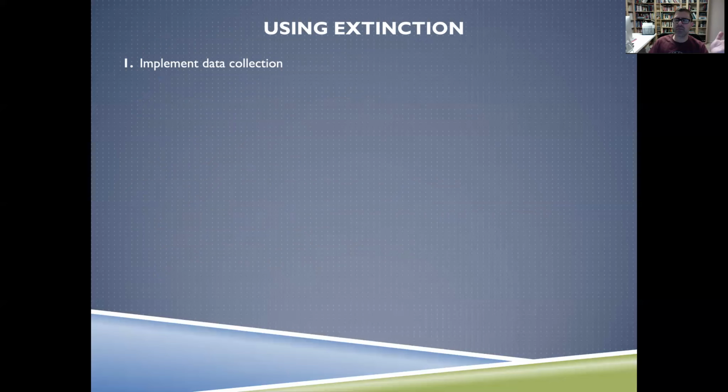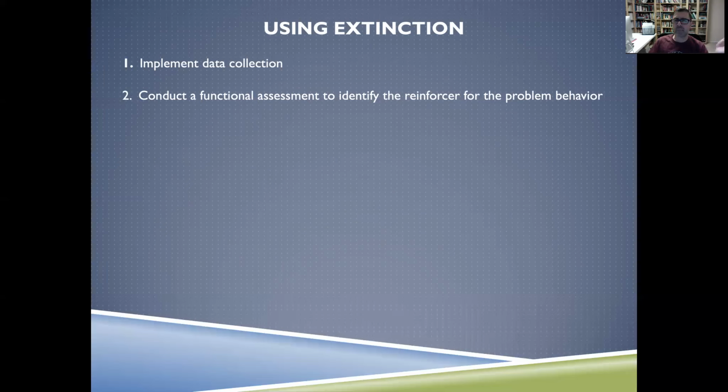Well, just like before, the first thing we need to do is implement some data collection system, define the behavior, and of course, after we conducted the functional assessment, identify the reinforcer for the problem behavior, then we would have to eliminate the reinforcer for the problem behavior. So as simple as that. You identify the behavior, you conduct a functional assessment, and then once you conduct a functional assessment, to implement extinction, you have to eliminate the reinforcer.